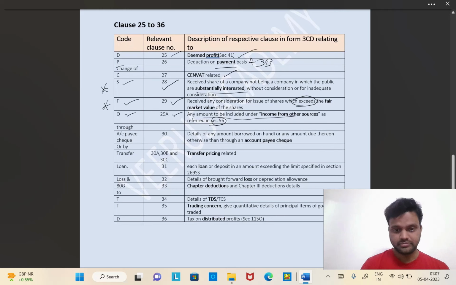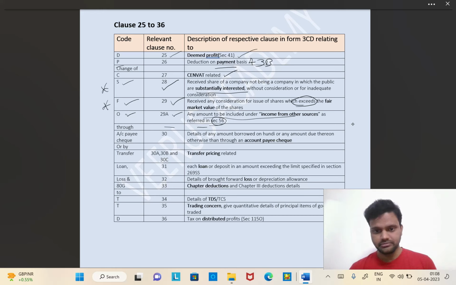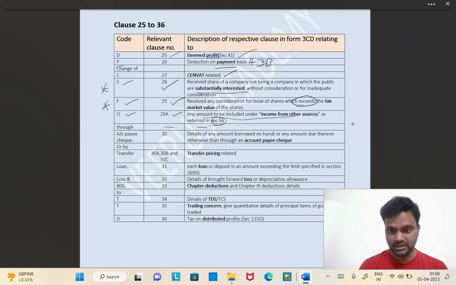Again, 'through' has no meaning. Through means account payee check. So when you borrow something other than by an account payee check, you need to mention that particular transaction under clause number 30. That is account payee check.